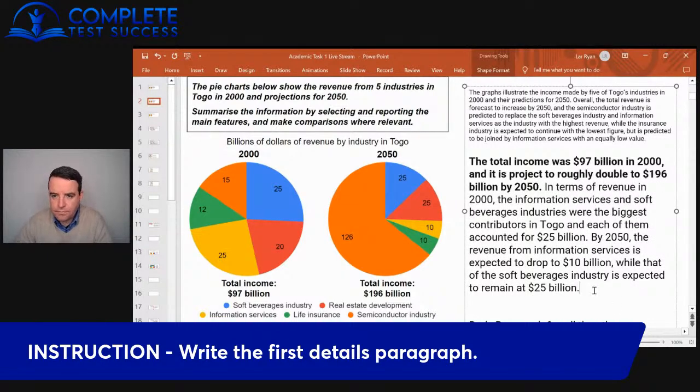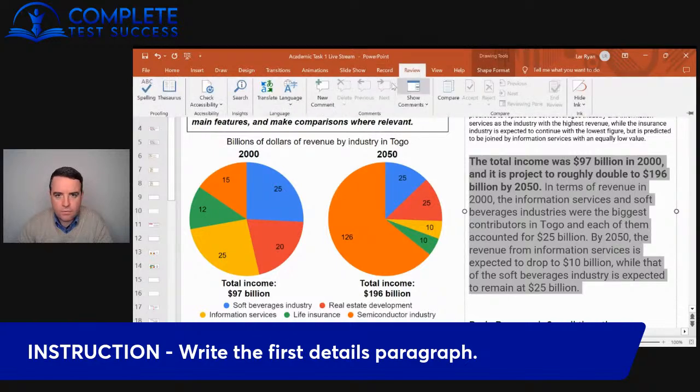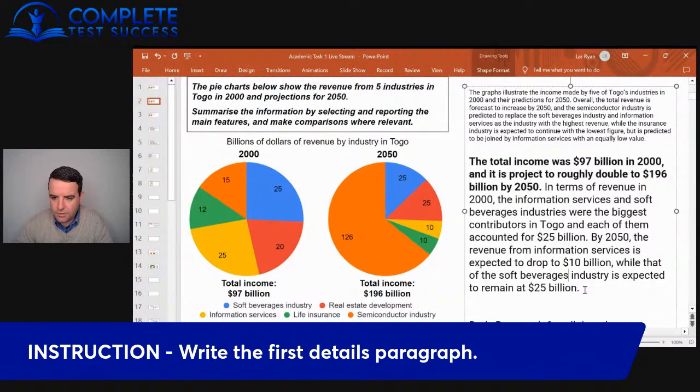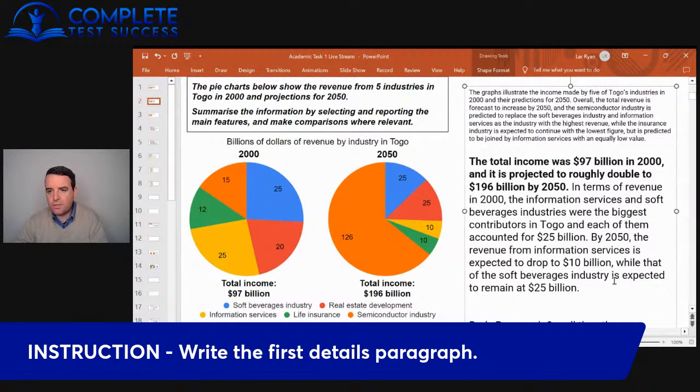Okay. So how many words is that there? Oh, we don't have that option on this. It might look a little bit short, but everything that we need is in there. So that's a good paragraph right there.